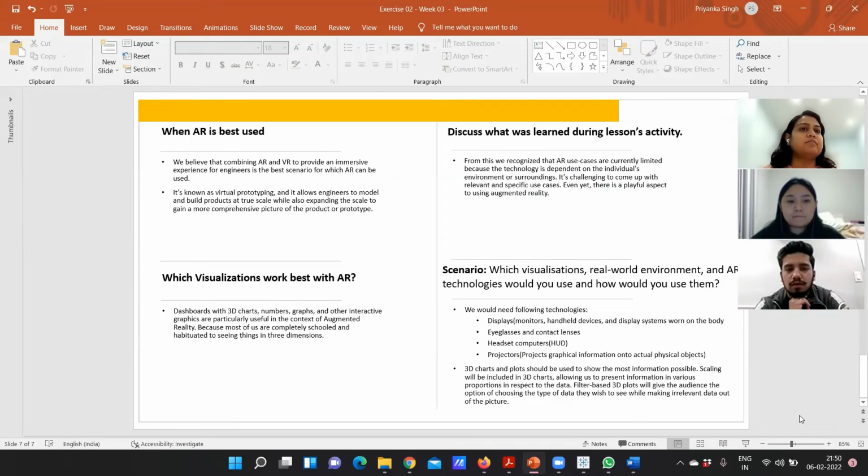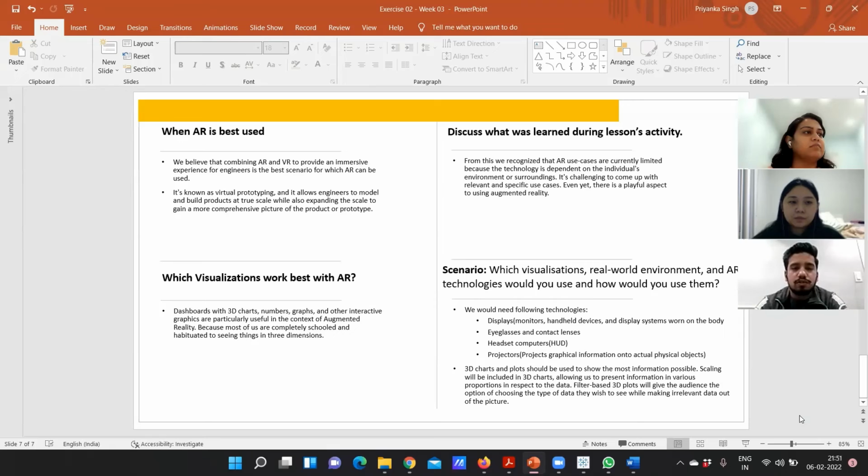Thanks, Devi. Now moving on to task 3. The shared article explains the various applications of AR in various fields, for example medicine, gaming, or engineering. Let's talk about the first question: when is AR best used? According to the article, we believe that creating an immersive experience for engineers is the best use case of AR, as it allows engineers to view their products at a normal scale and even expand them if they want a detailed view of the model.